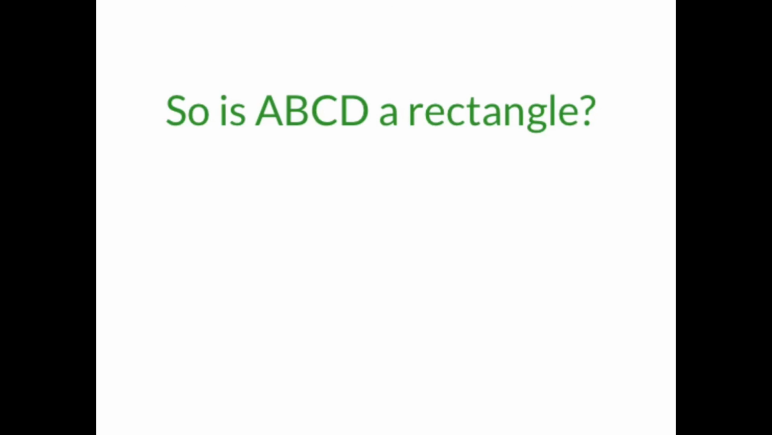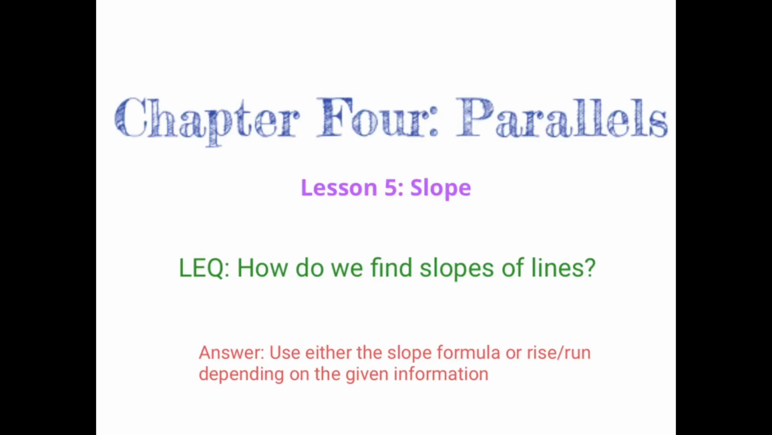So is ABCD a rectangle? The answer is yes, because of the relationships that we've proved with their slopes. This concludes the video lesson for lesson 5 on slope, of parallel lines specifically. But how do we find slopes of lines? We use either the slope formula or rise over run depending on the given information, also keeping in mind how it applies to parallels, which is that they have the same slope, and perpendiculars have opposite reciprocal slopes.